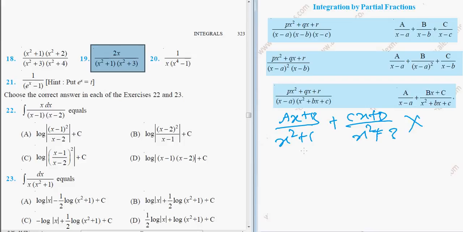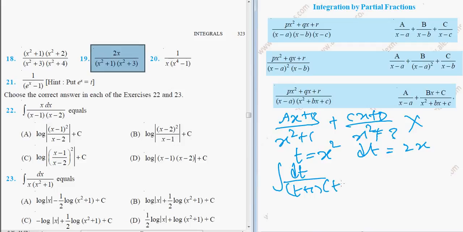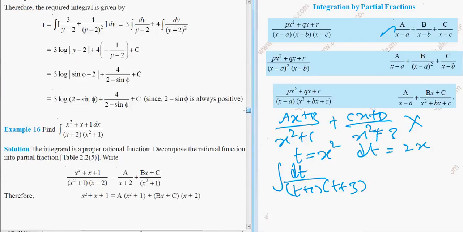But instead of this, if you take a simple substitution t as x square, then dt will become 2x dx. Then the term itself reduces to the simple term 1 by t plus 1 into t plus 3. Then I can apply the first rule. Apply the first rule, then finish the integration, then replace t with x square.